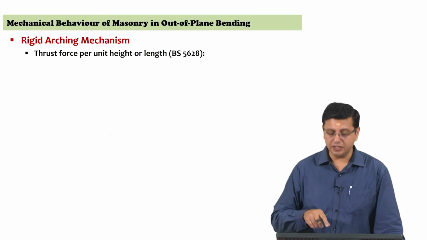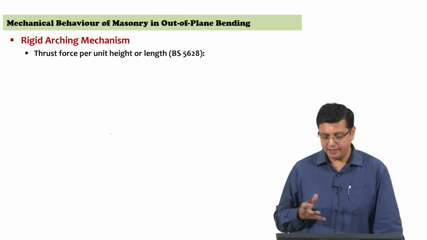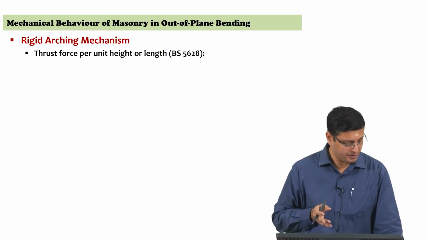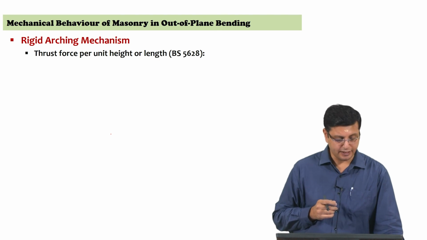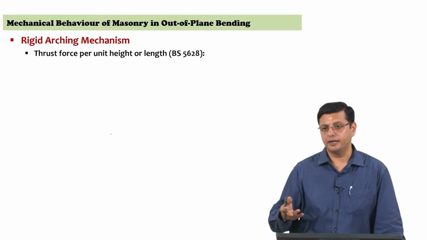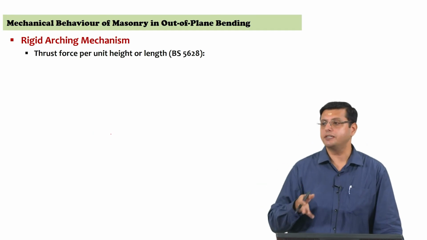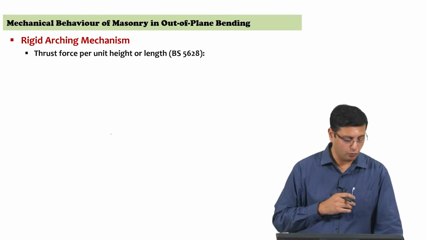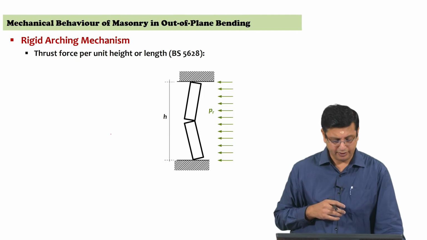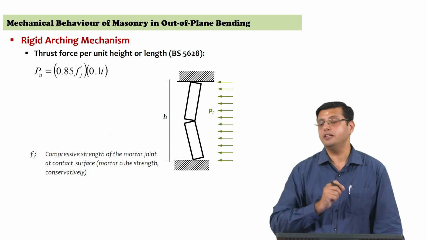So, the British code actually has a set of expressions that simplifies and helps in accounting for the arching action. It is BS 5628 that has this expression. So, you are calculating the thrust force depending on vertical bending or horizontal bending. The Pu is the thrust force per unit height or the length of the wall. The thrust force is the clamping force that we were looking at, the Pu. So, the code is estimating this in terms of the compressive strength of the mortar.